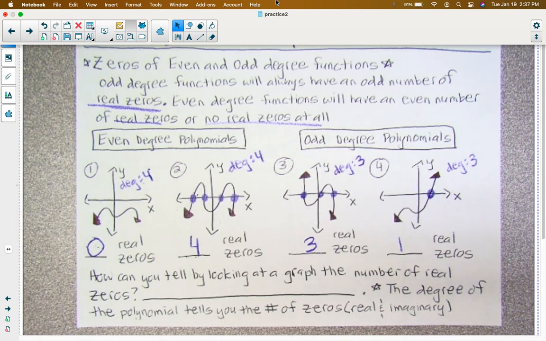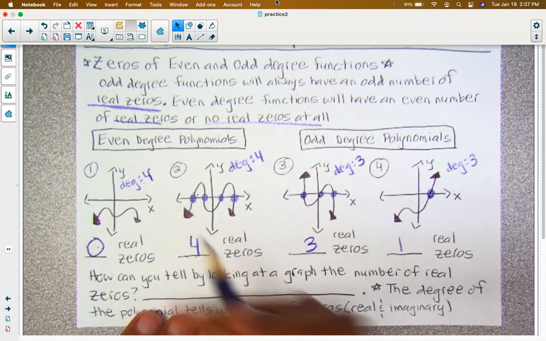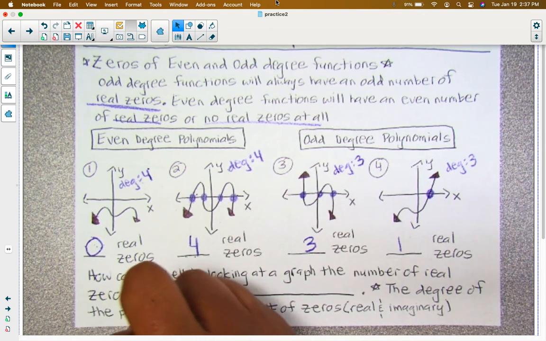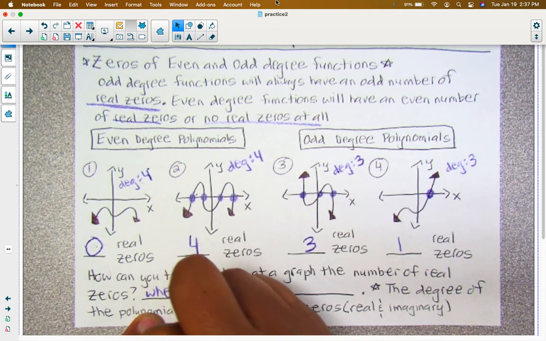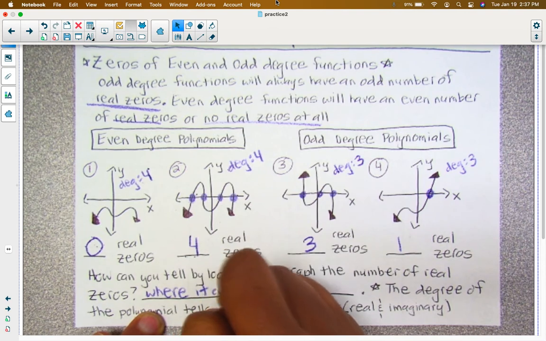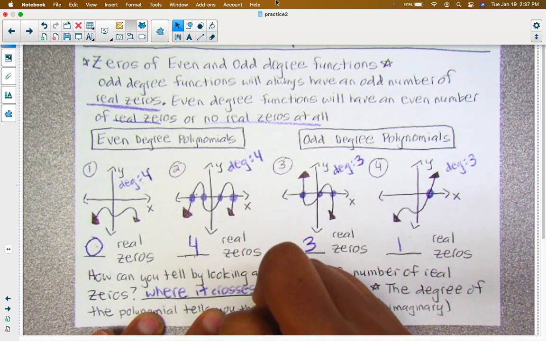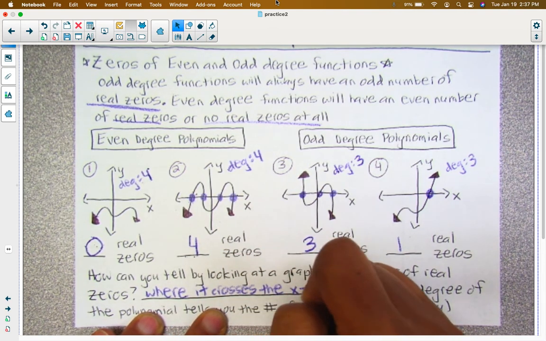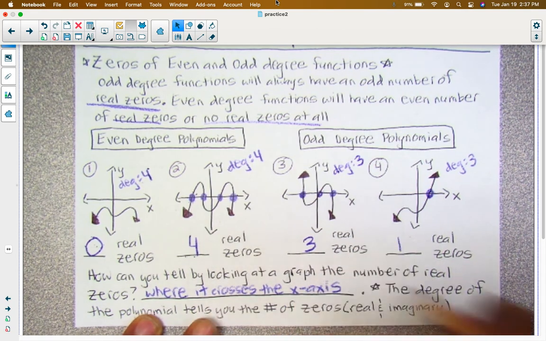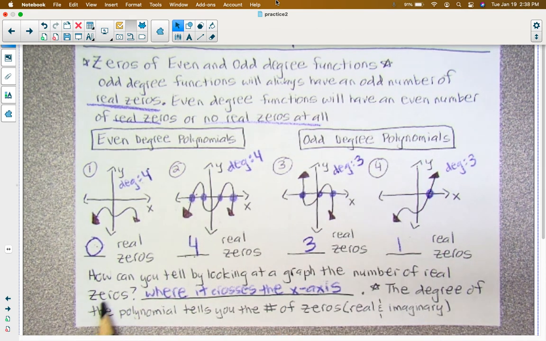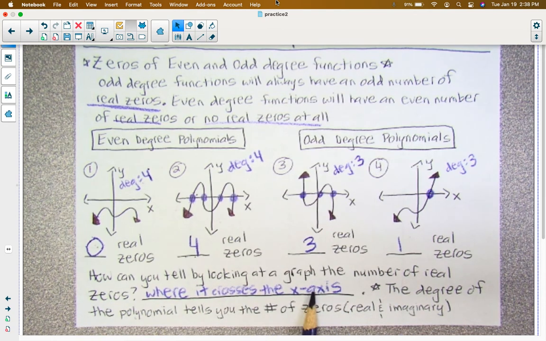So how can you tell by looking at a graph the number of real zeros? It's where it crosses the x-axis. So this is a very important question. How can you tell by looking at a graph the number of real zeros? It's where it crosses the x-axis.